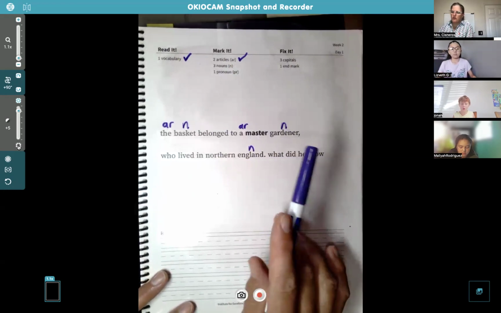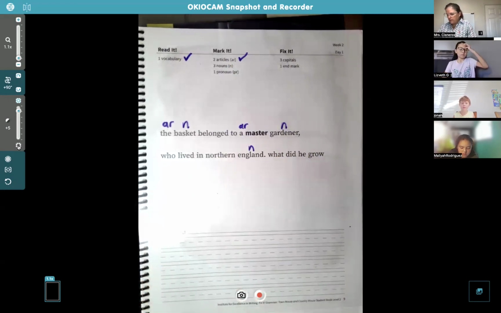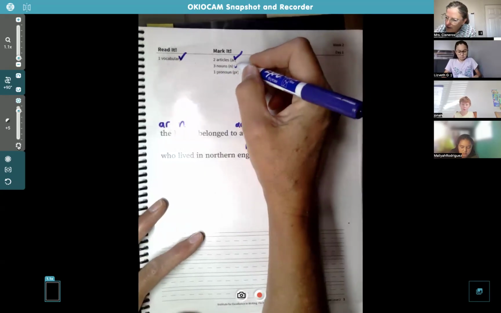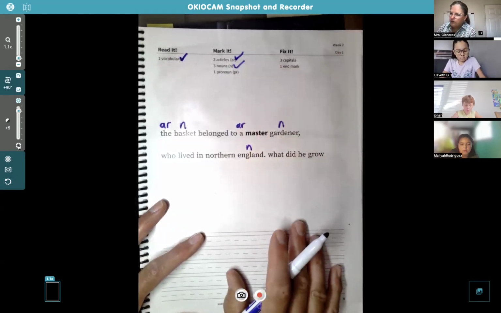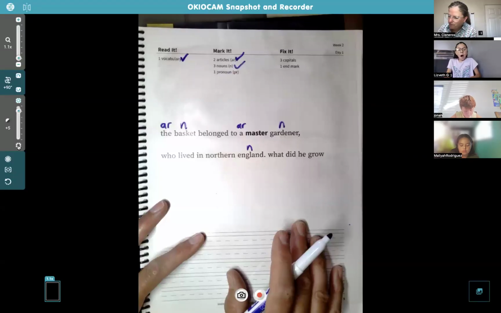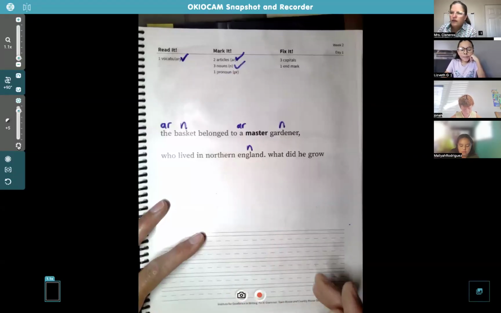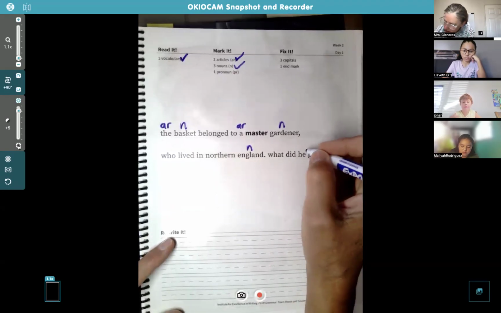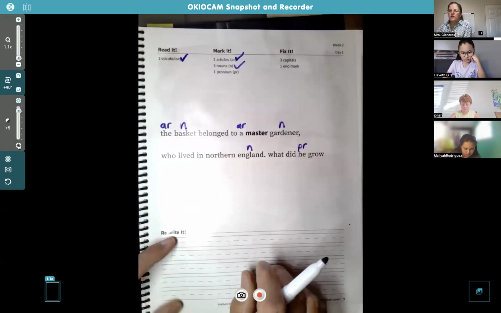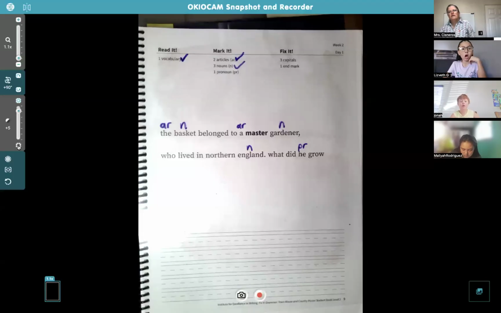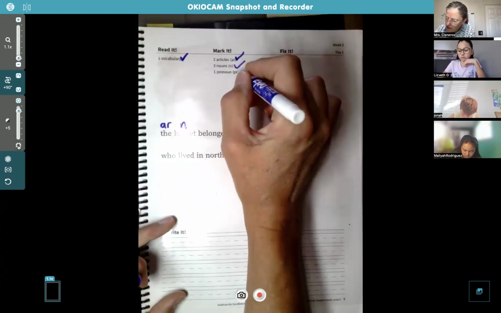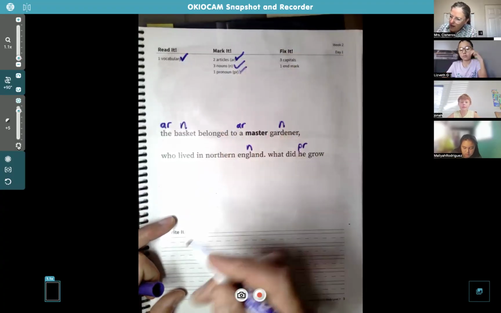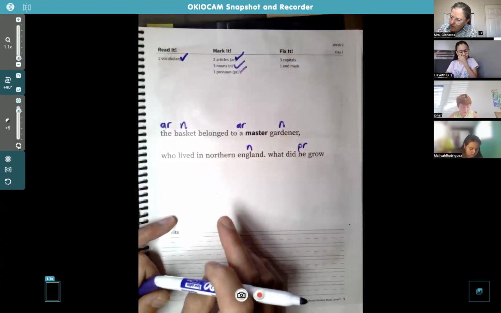Oops, I moved so the AR goes over the A. Okay. Good point. How about the pronoun, Jonah? Where's the pronoun? He. Very good. He. And who are we talking about, Jonah? Who's the he? The gardener. There you go. Good. So it's referring back to the gardener, which is just one person. So it's he. And then capitals, Lizzie, where do the capitals go?